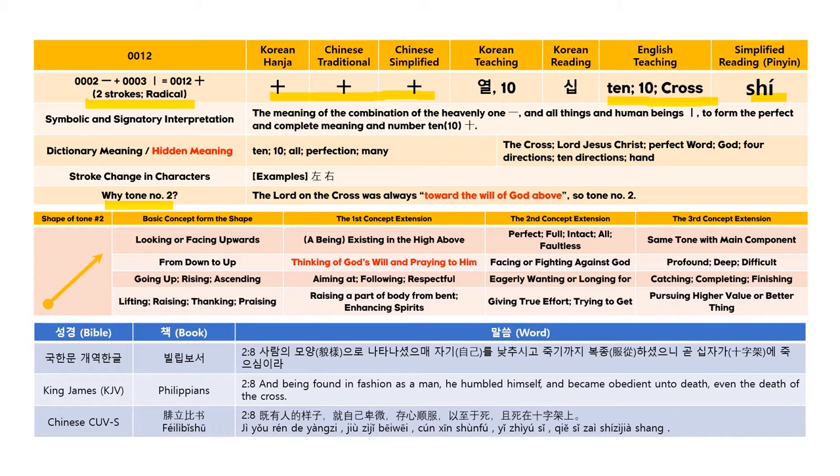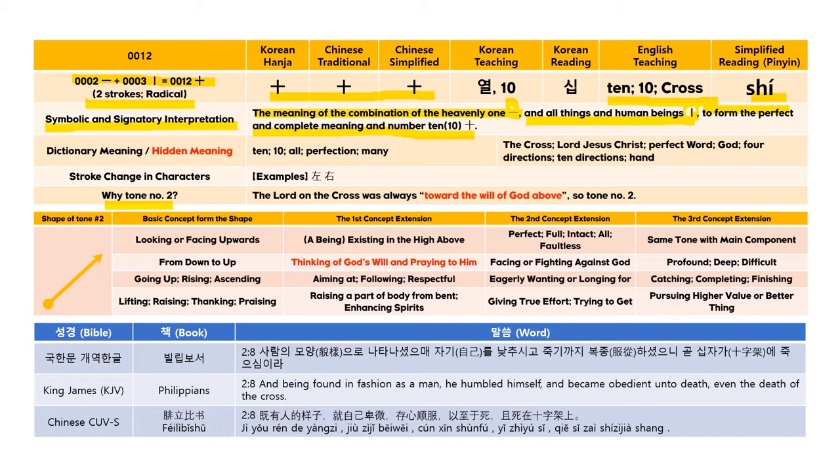And this character, and symbolic analysis is, it is the meaning of the combination of the heavenly one, heavenly one, and all things and human beings, this character. Do you remember the hidden meanings of these two characters? To form the perfect and complete meaning and number 10.